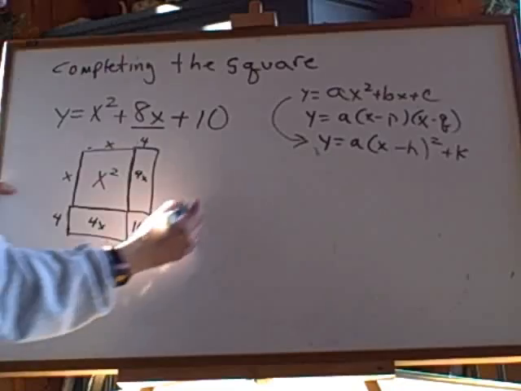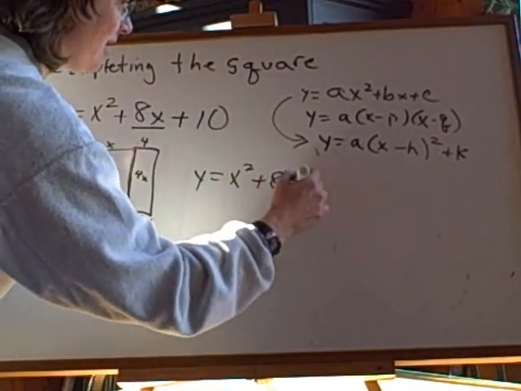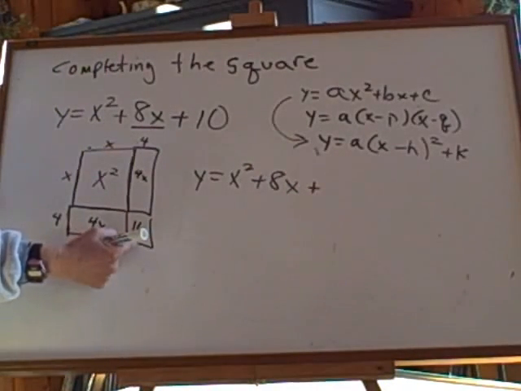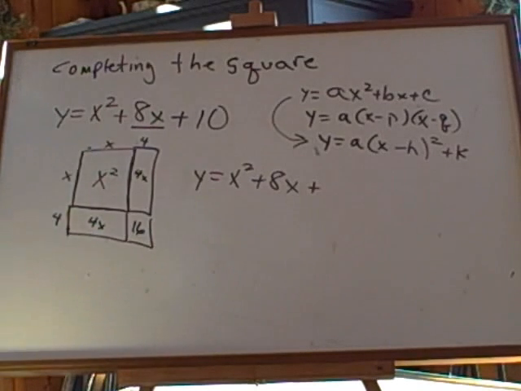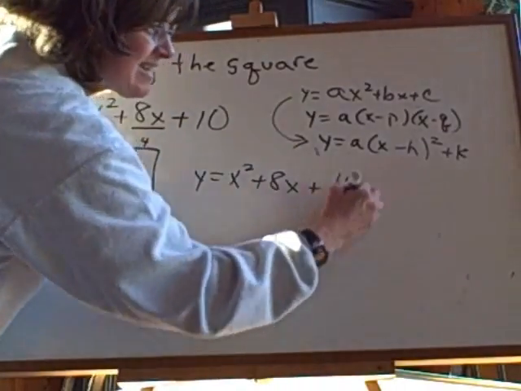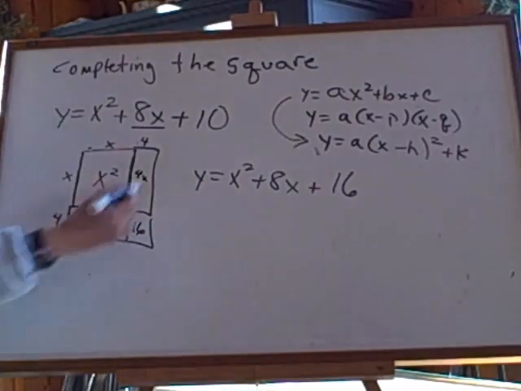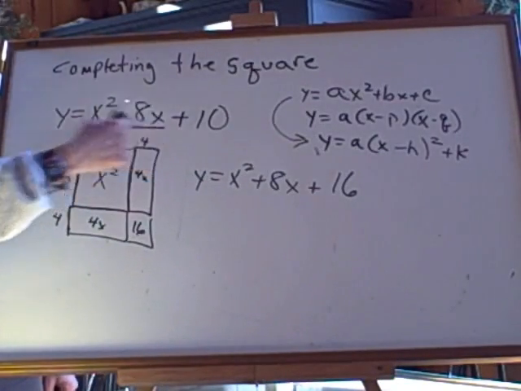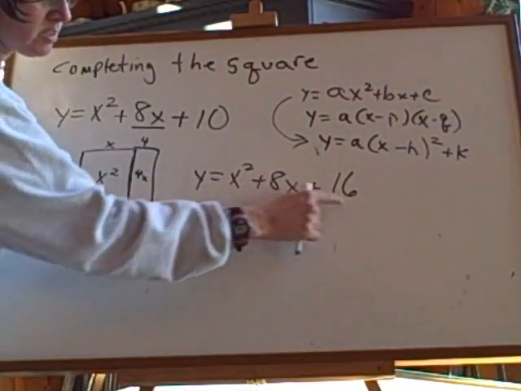So here we go. We've got y equals x squared plus 8x plus, what would make this look nice for us? Plus 16. If we were to complete the square, we'd get to write a perfect square like this. See, this shape made a square? This side is x plus 4 long, this side is x plus 4 long. So it's going to look like x squared plus 8x plus 16.